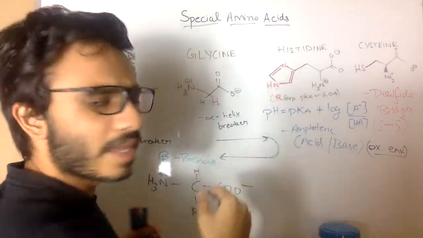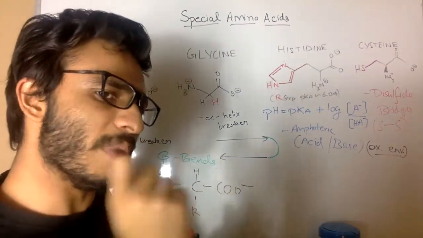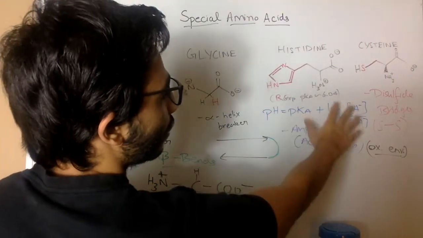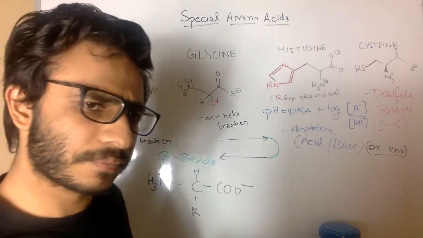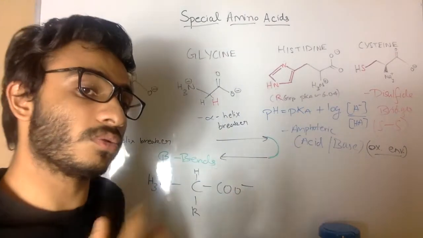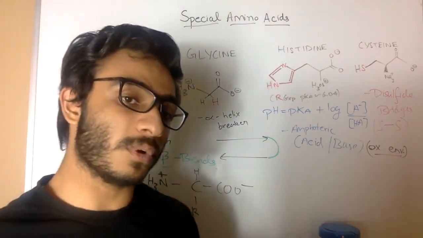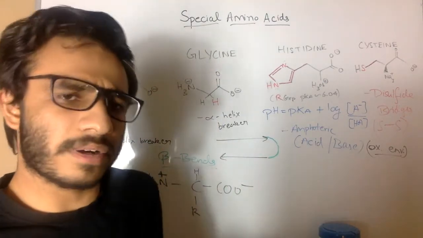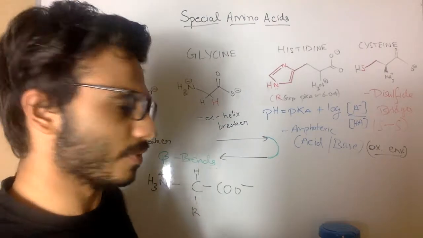So it can act as a really good base, but it can also act as an acid. Why? Because the pKa of the R group is just 6.04, which is really close to the physiological pH of 7.3. Water is a really good example of an amphoteric substance. We all know that it can act as an acid and a base as well.